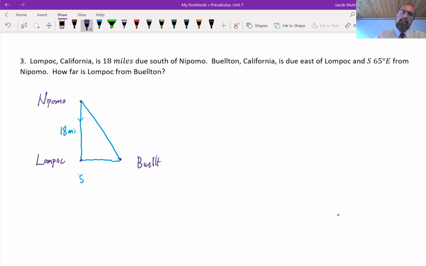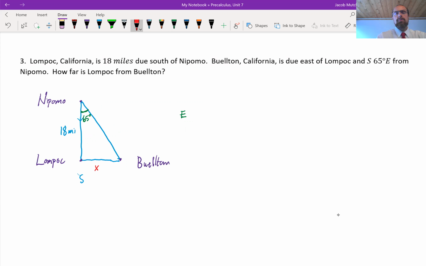And we'll go ahead and mark the angle there as well. The angle here that we found. So if that's south 65 degrees east, this is in fact 65 degrees. Again, east is in the right direction. So that's our setup. That's our triangle. And what we're trying to find is the distance from Lompoc to Bealton. I'll mark it there as X.